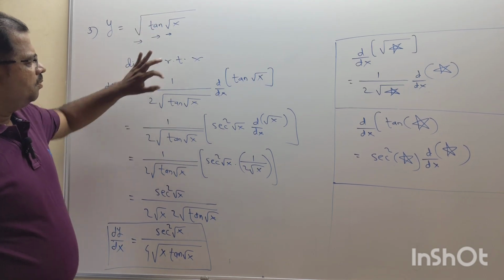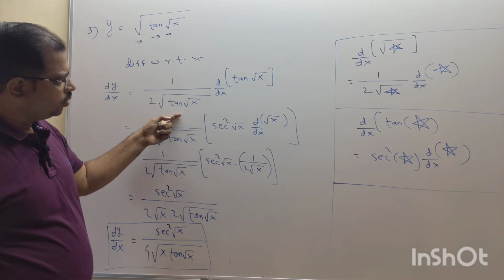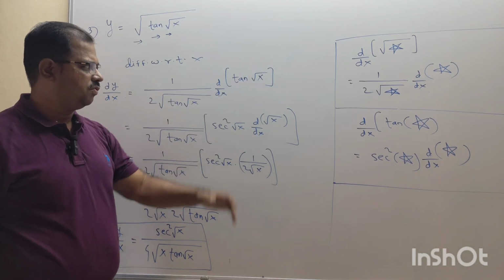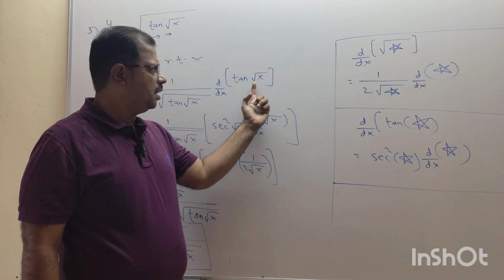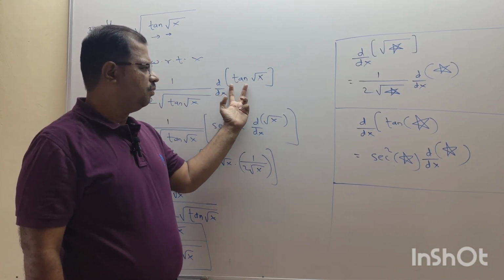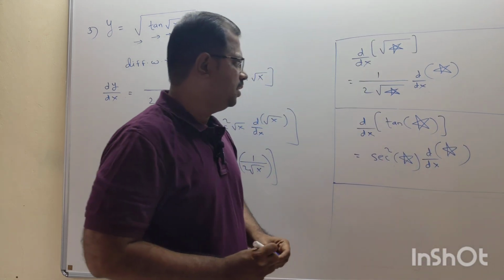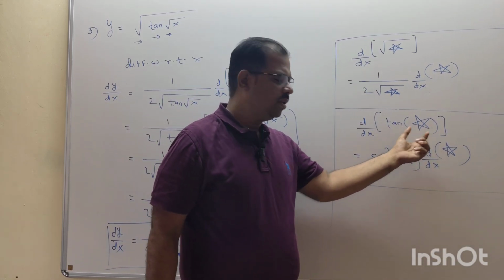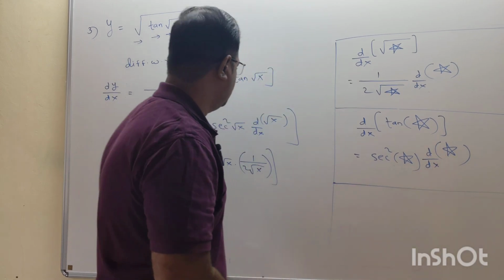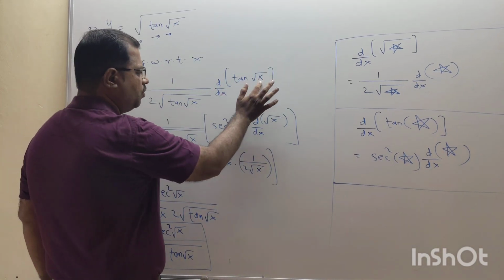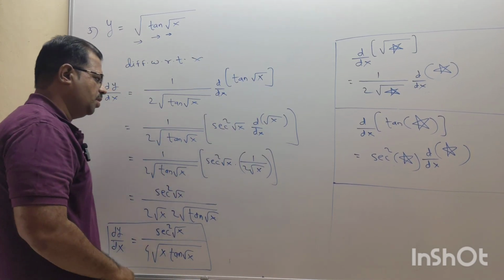Derivative of root of some term is 1 upon 2 root of that term into the derivative of the term inside the root, right, in the numerator, d by dx of tan of root x. Now tan is the outer function and root is the inner function. Therefore, the derivative of tan of some term is sec square of that term into the derivative of that term, in the numerator. The derivative of tan of root x is sec square of root x into the derivative of root x, in the numerator.